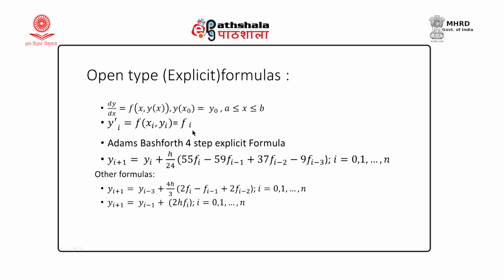So, what is fi? Our notation is f at the point (xi, yi). What is xi? x0 plus i h, where h is the step size, and yi is the value of y at the point x equal to xi.